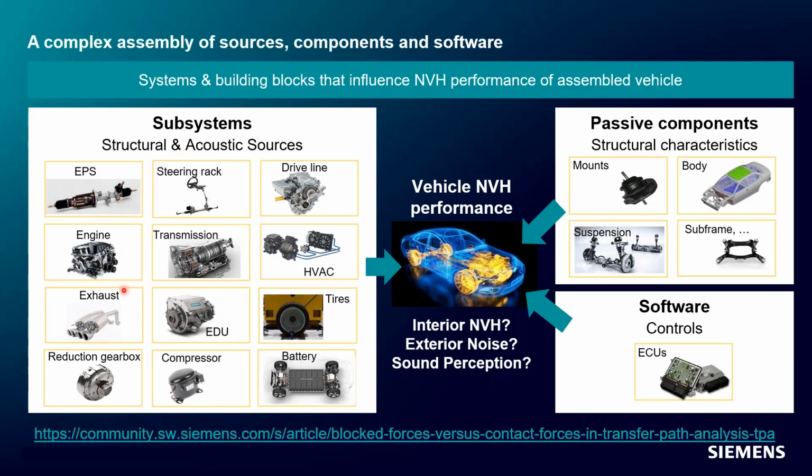All these are different types of sources, and they go through passive components, through mounts or connections, and through the subframe, suspension and body. All these influence the NVH performance of the entire system. In this case we are showing an automotive example, but it easily applies to other contexts also, like home appliances such as washing machines or dryers, or even the aviation industry, or for that matter the ship industry. So we have these sources, these passive components, and the software controls associated with the use conditions of the equipment, if you are interested in that. Then all these three contribute to the complete NVH performance.